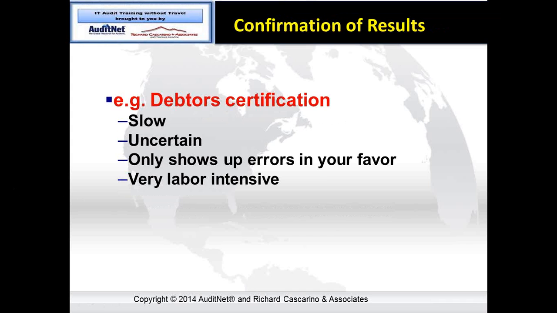If I can do debtor certification by comparing electronically what my debtor system says to their creditor system, if I can ask them to send me what their system says and then do a match electronically, it's a hell of a lot easier.